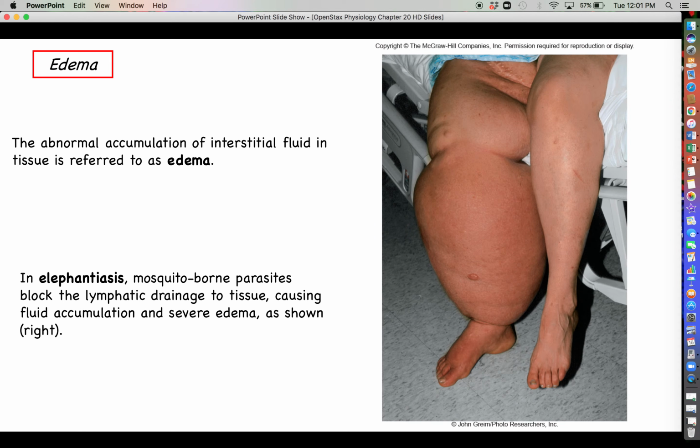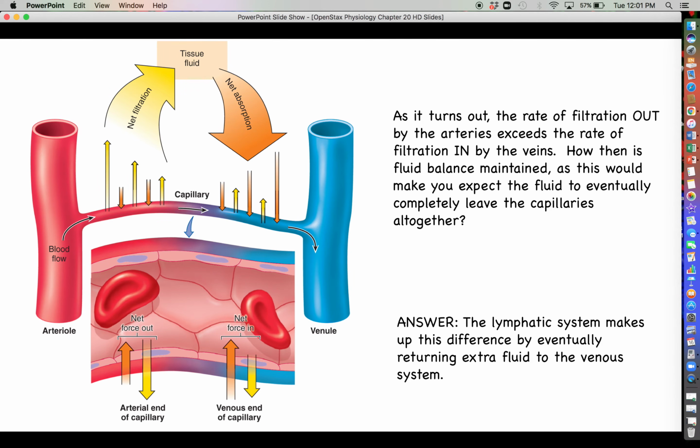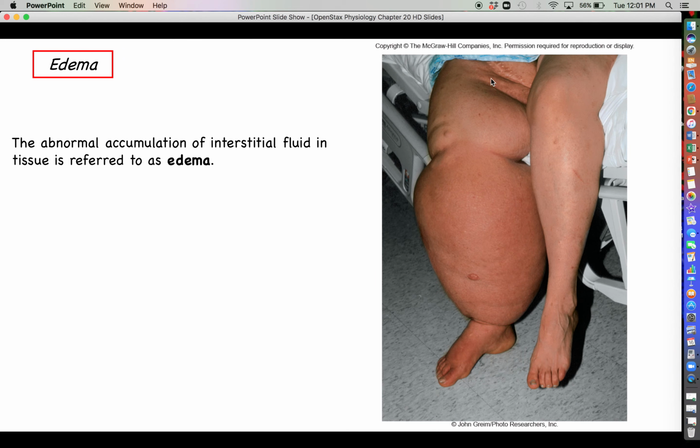Elephantiasis causes major and extreme edema because mosquito-borne parasites actually get into the lymphatic system and they block the ability of the lymphatic vessels to return that excess fluid to the veins, meaning that we end up in exactly the situation that I indicated here. If we take too much fluid from the arterial side without returning it all to the venous side, you're eventually going to end up with all of your water in the interstitial fluid and none of it in the blood vessels. And that's more or less what you're seeing here.